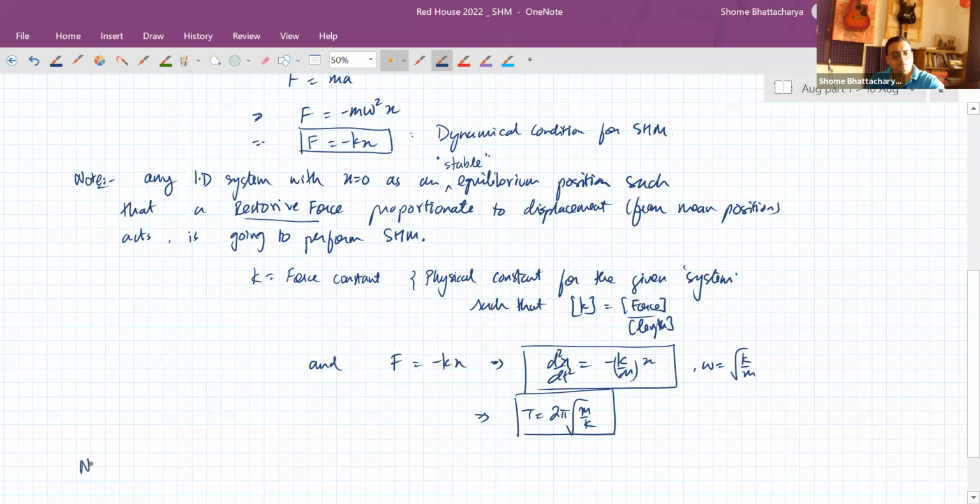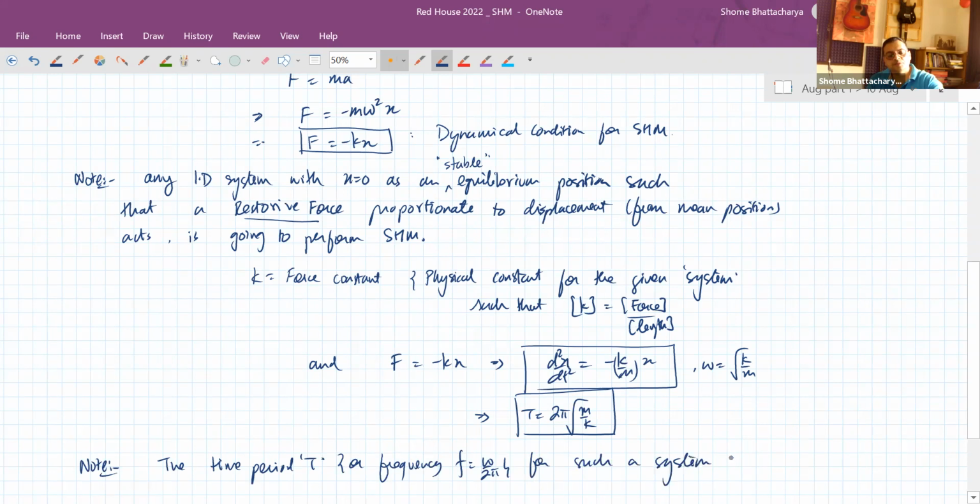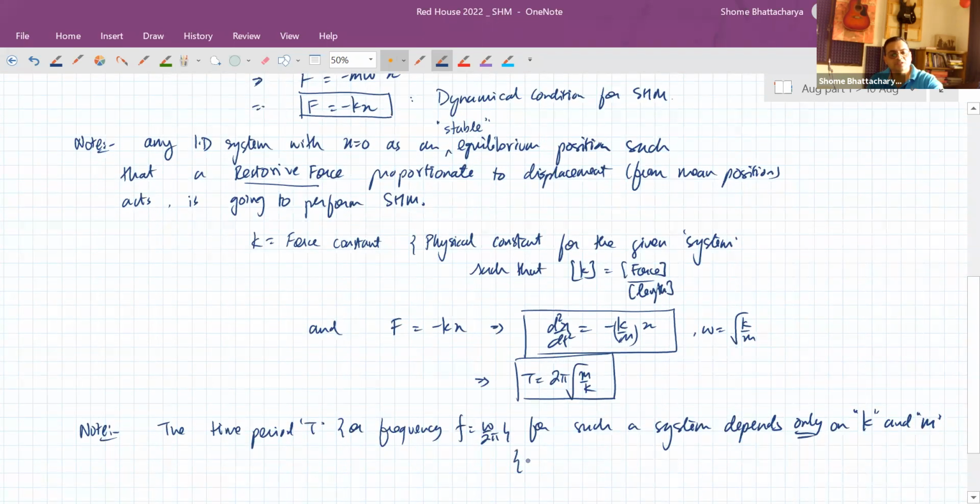Further, the time period capital T or frequency f equal to omega by 2 pi for such a system depends only on the force constant and the inertia, that is the mass of the body. It is independent of initial conditions.